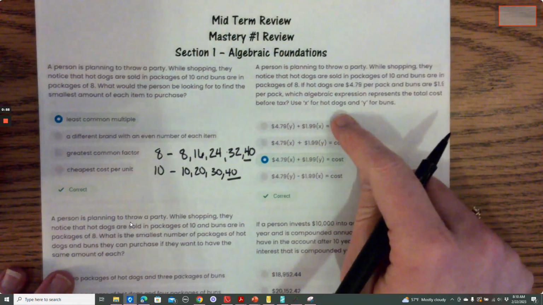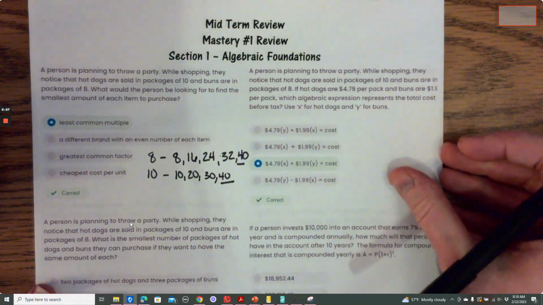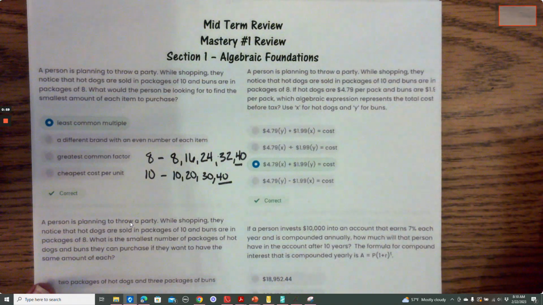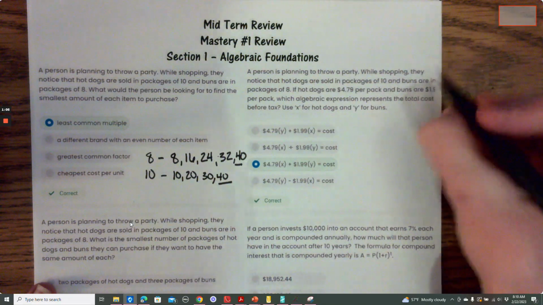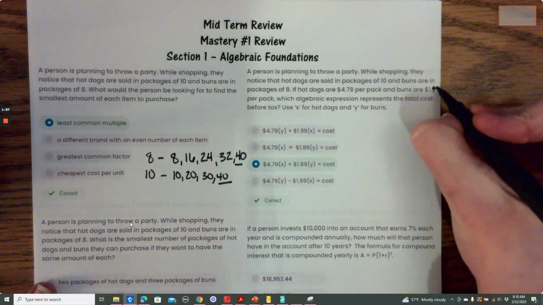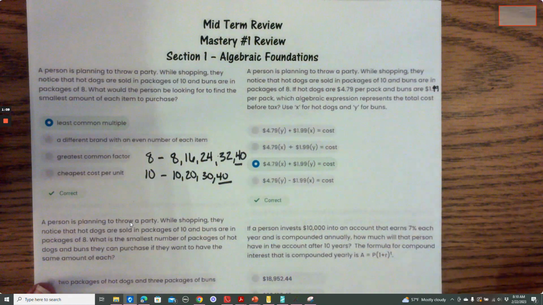All right, in this one, a person is planning to throw a party while shopping. They notice that hot dogs are sold in packages of 10 and buns are in packages of 8. If hot dogs are $4.79 per pack and buns are, I think that should be $1.99 per pack, which algebraic expression represents the total cost?